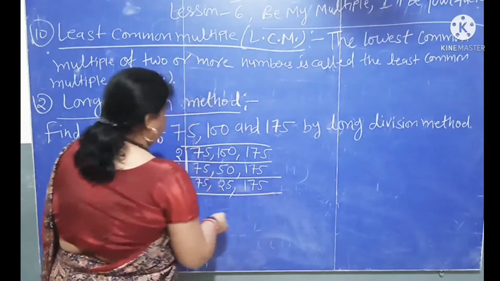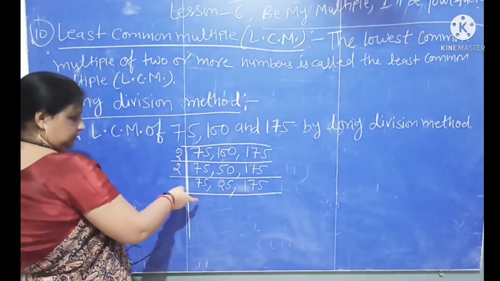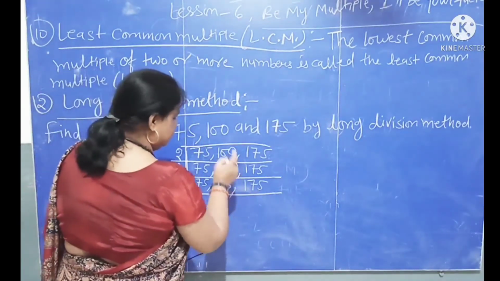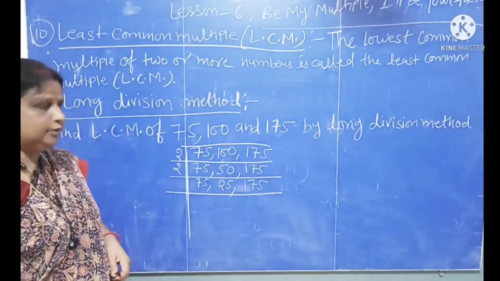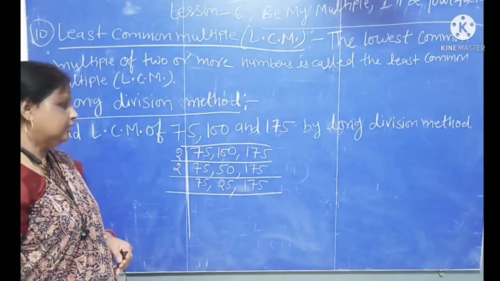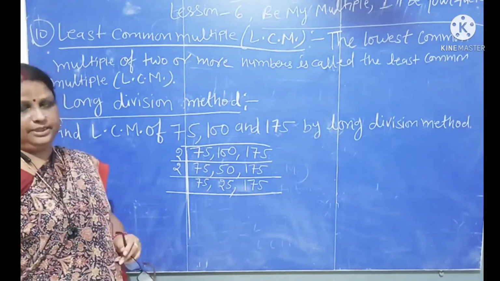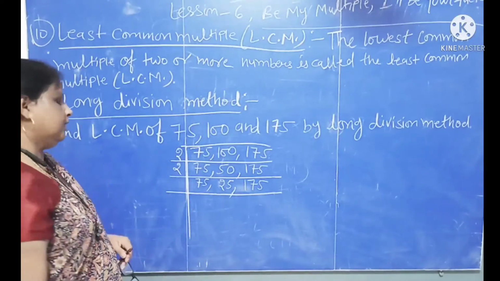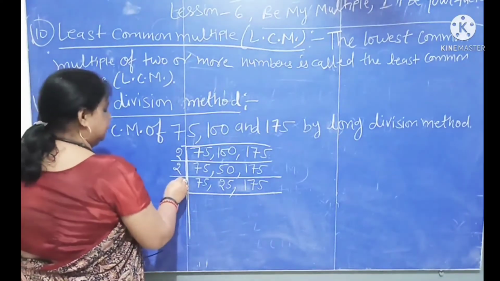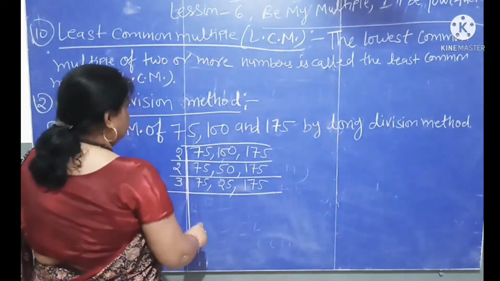Now, this number and this number, no number can be divisible by 2, so what will we do? So we take the next prime number as a divisor. So which is the next prime number? 3 is the next prime number.